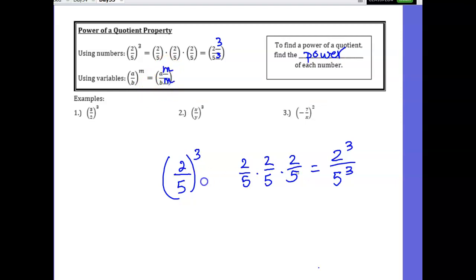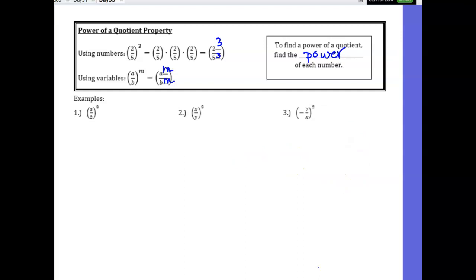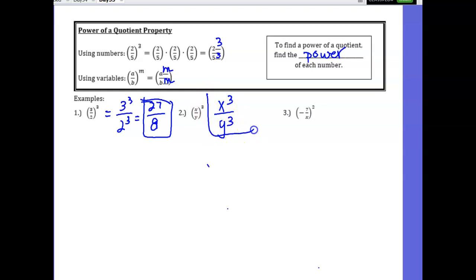Okay, so looking at our example, let me erase this. Okay, so we've got 3/2. Applying this property, we would have 3 to the 3rd divided by 2 to the 3rd, which would be evaluating 3 to the third is 27, 2 to the third is 8. So we get 27/8. Now number 2, we would just take the numerator and cube it. So x to the third divided by y to the third, and that would be your final answer.